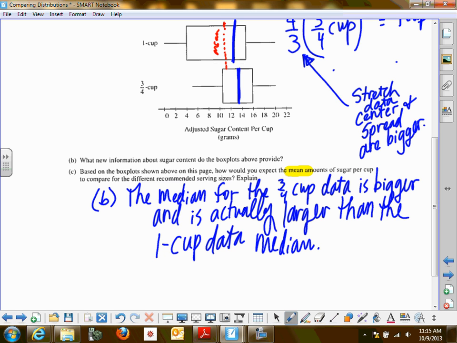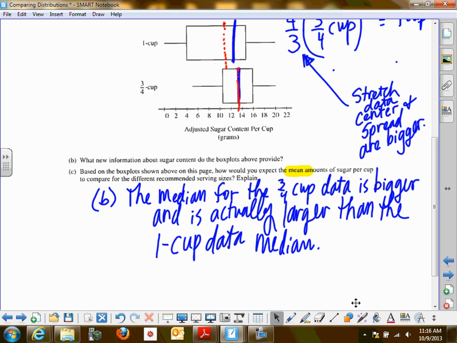How about on the 3/4 cup serving? Where would you expect the mean on that one to be? Maybe a teensy bit to the left because it looks a teensy bit skewed, but for the most part, it's probably almost the same as the median. Would you agree with that? So that's very impactful right there. So that says that then the average between those two is definitely different.